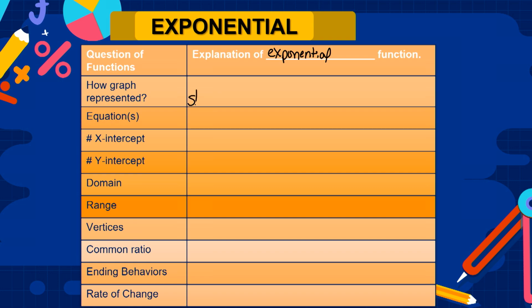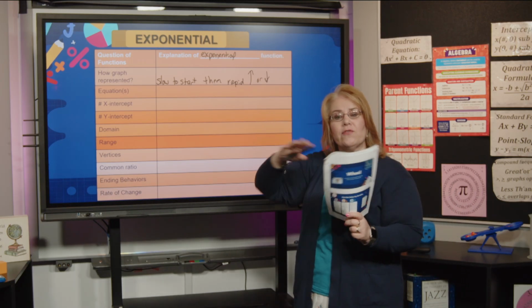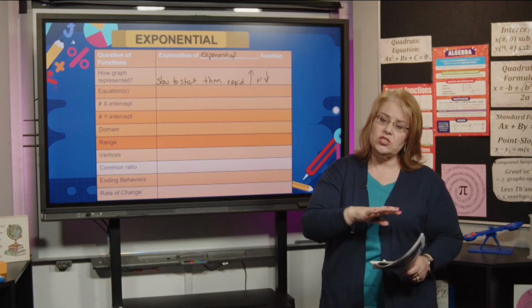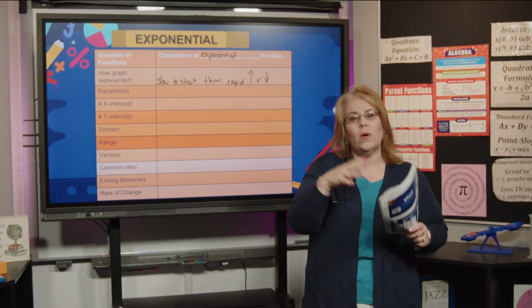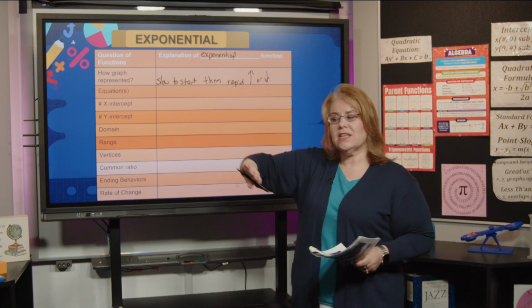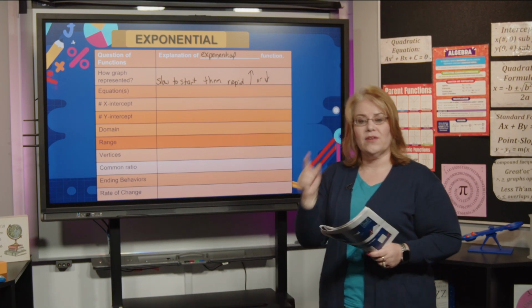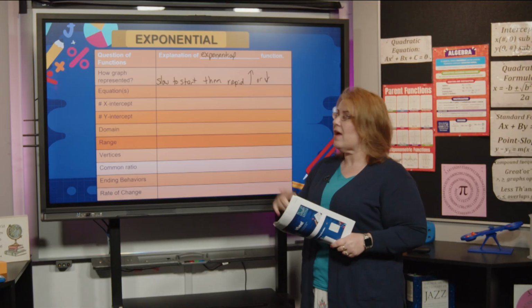So it may be slow to start. Then it's a rapid increase or a decrease. Depending on if it is a growth or decay, is going to be if it's increasing rapidly or if it's decreasing rapidly. So it's usually slow to start because remember we have to change from one point to the next. So the way we change depends on our previous point. So it may start out slow and then go up rapidly, or it may start out slow and then decrease rapidly. So you have to make sure that you look to see how it is graphed.